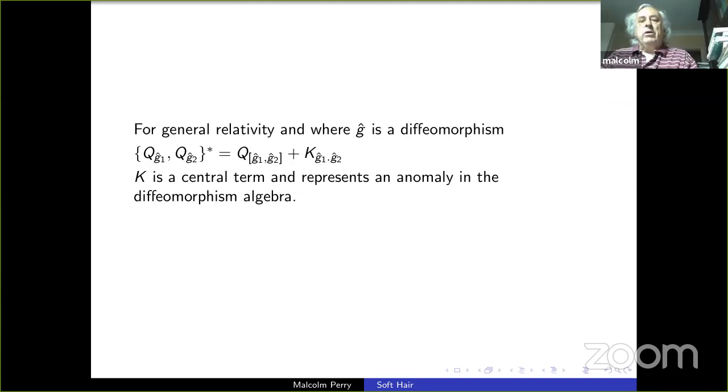In general relativity, since G is a coordinate transformation, you expect the charges to obey the algebra given there, which tells you the Dirac bracket of two charges should be the charge of the Lie bracket of the two diffeomorphisms, with possibly a central term, which at some level represents an anomaly in the diffeomorphism algebra. That anomaly must be cancelled by something.